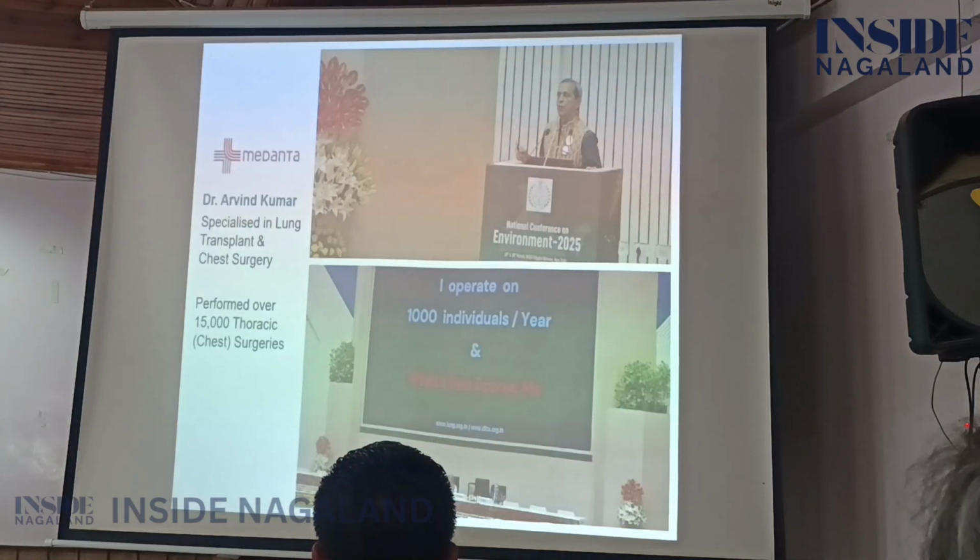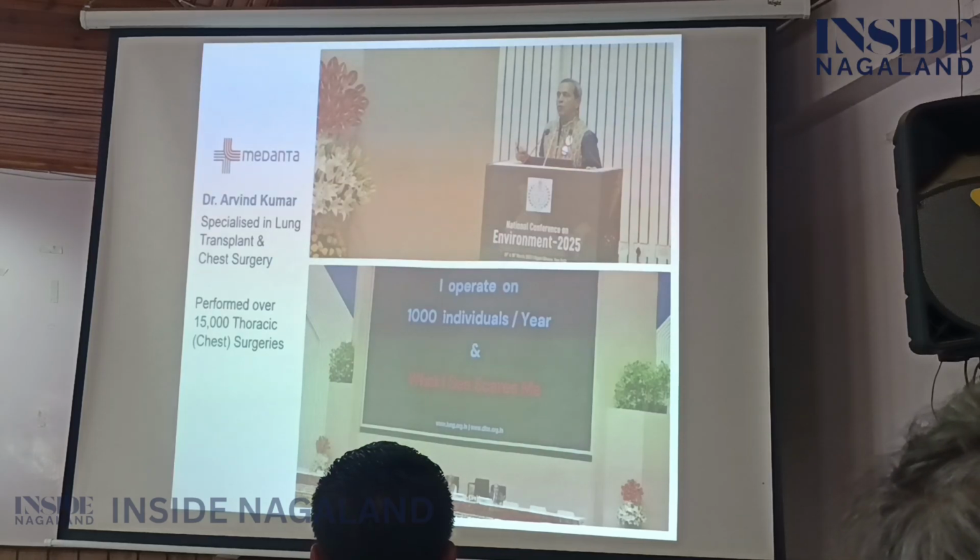So this year, I was quite fortunate to attend one conference in Delhi, which was organized by the National Green Tribunal. In that conference, there was one doctor from Medanta Hospital, known as Arvind Kumar. He specializes in lung transplant and chest surgery.